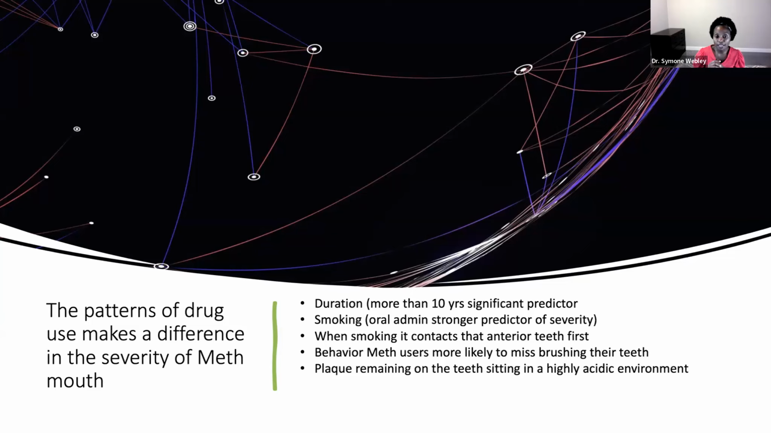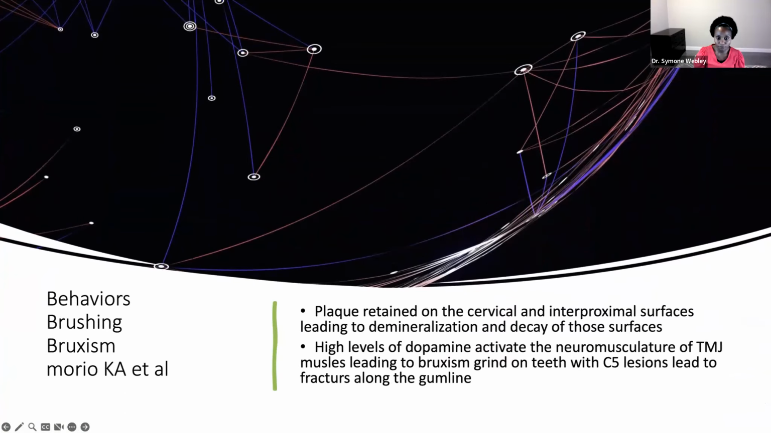With meth, if they're smoking it, then you'll have more issues in the mouth, because again, you get that lowered pH and those increased cavities. And when the smoke contacts those front teeth, it helps to break the teeth down. The behavior of a meth user is more likely that they'll end up missing brushing and leave plaque on the teeth that will cause the teeth to break down. And again, with the bruxism, once they have those cavities on the teeth and they're grinding their teeth, that's part of what leads to the teeth breaking over time.